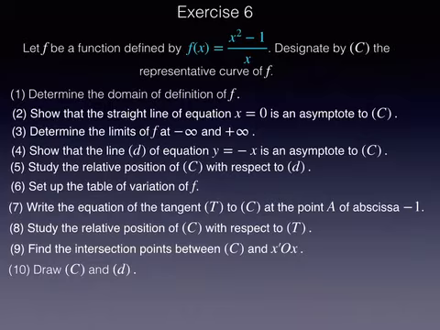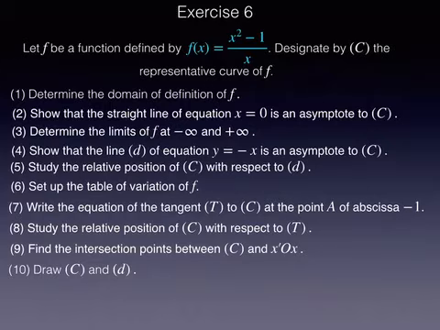Part 5 is a new part. It's to study the relative position between curve C with respect to the asymptote D. Part 6 to set up the table of variation. Part 7 to write the equation of the tangent at a point of abscissa minus 1. And part 8, which is similar to part 5, the new part is to study the relative position between curve C and the tangent T.